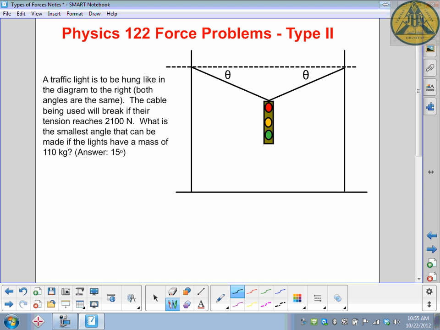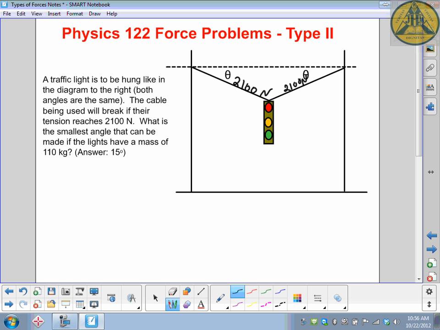A traffic light is to be hung like in the diagram to the right. Both angles are the same, very important. The cable being used will break if the tensions reach 2100 newtons. What is the smallest angle that can be made if the lights have a mass of 150 kilograms? So we're trying to figure out the angle, for a very specific force of tension within these lines, and that's if the force of tension reaches 2100. Now that's not combined, each cable can withstand 2100 newtons of force.